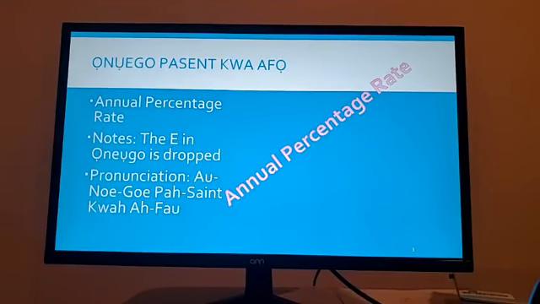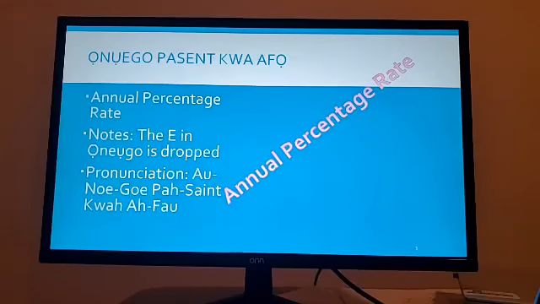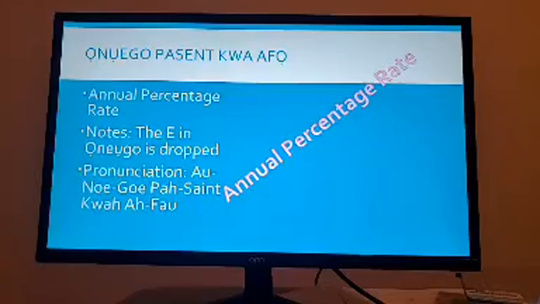Seems to be a lot when you try to say annual percentage rate, but actually it's really not. It's just like annual percentage rate is 3 words for basically a concept. You're just using 4 words for Igbo. So what it would be pronounced as the following. Au-Noe-Go Pah-Saint. No, let me get it right. Au-Noe-Go Pah-Saint Kwa-Afa. Au-Noe-Go Pah-Saint Kwa-Afa is how you pronounce annual percentage rate.